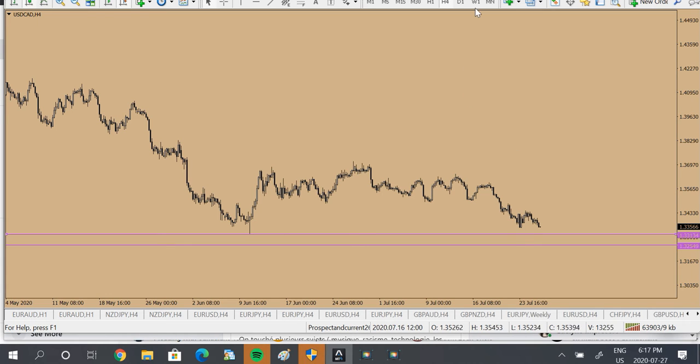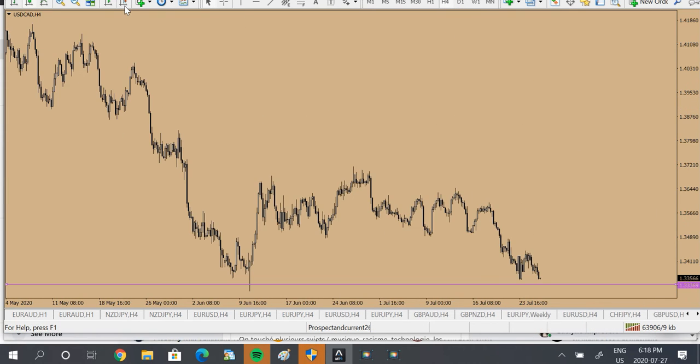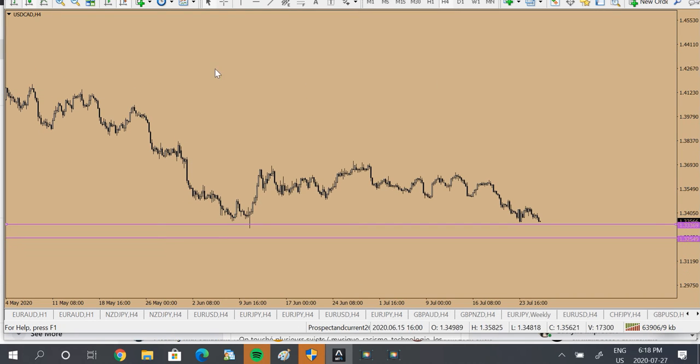Let me just double check. We could even say that it's already in the area. If I readjust my support line, you can see that once it enters that area, it's supposed to bounce right up. So this is an interesting area. If we go back to the H4, this should be an interesting area to consider to take the buy.